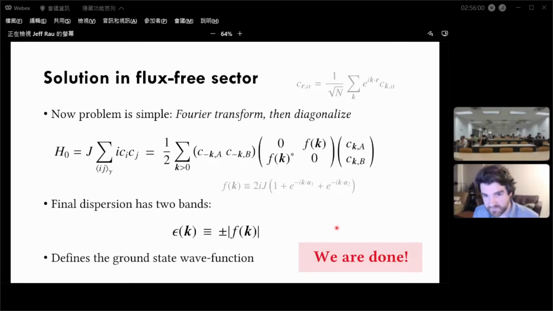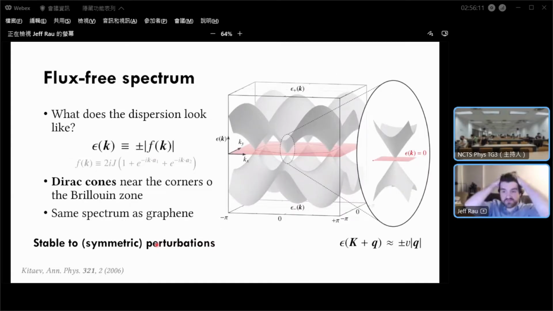So at that point, we're done, right? We have a free fermion ground state of these Majoranas defined by this spectrum. We've got the ground state of the model. The dispersion itself looks like what you would expect for particles hopping around on a honeycomb lattice, which is two bands, a positive energy one and a negative energy one.